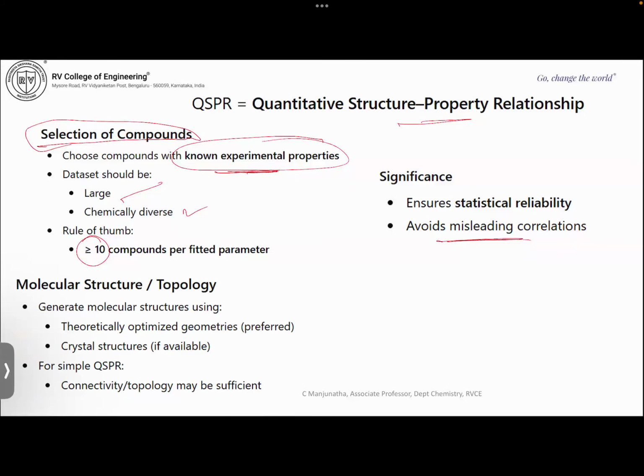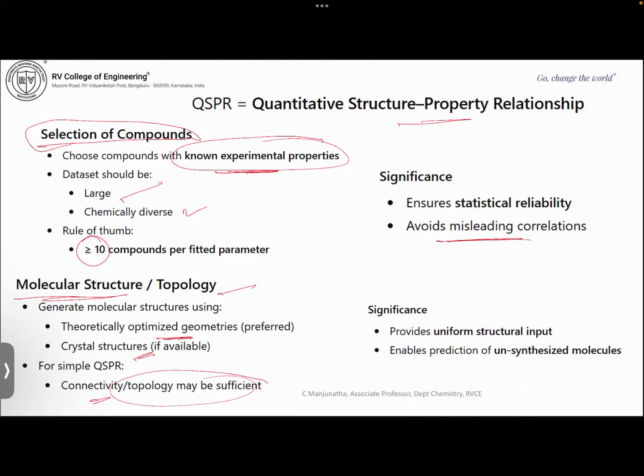correlations. Then the second stage in QSPR is predicting the molecular structure. Once we select the compounds, then comes the molecular structure, that is also the topology. So we have to generate the molecular structure using theoretically optimized geometries and crystal structures if available. For simple QSPR, the connectivity topology may be sufficient. The significance of this stage is that it provides uniform structural input, right? And it also enables the prediction of unsynthesized molecules. So this is the second stage of QSPR.